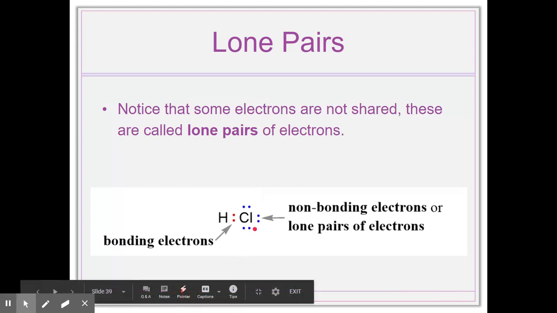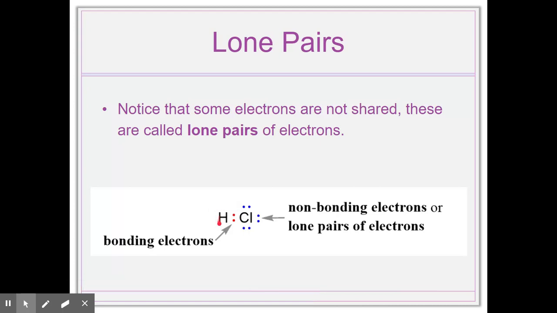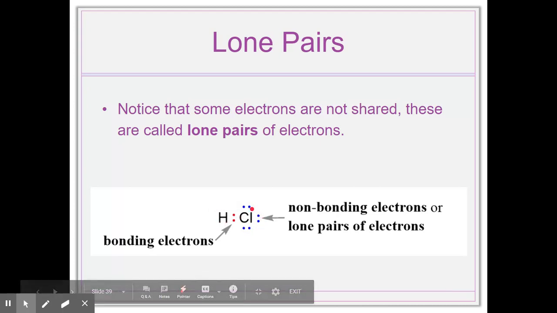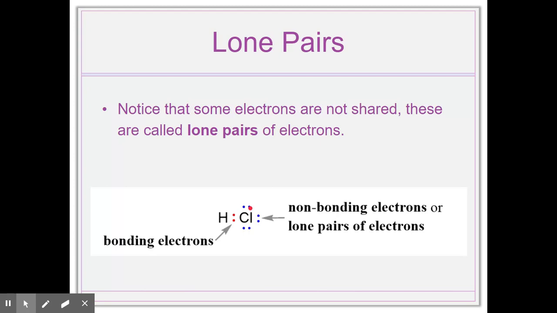Here is another example of a molecule. This is hydrogen chloride. Here, the chlorine is bonded to a hydrogen atom, but it still has 6 electrons that are not bonded to anything else. The electrons that are not bonded are known as lone pairs.